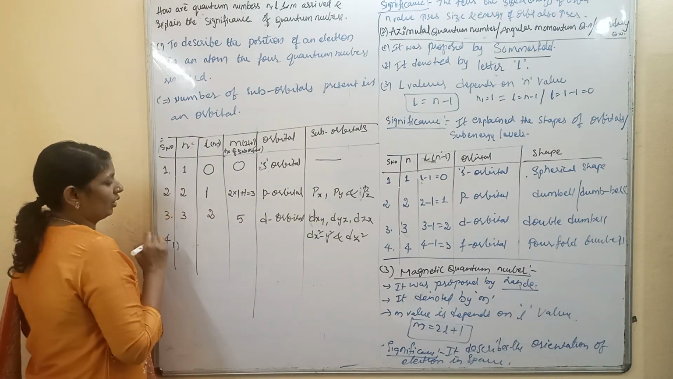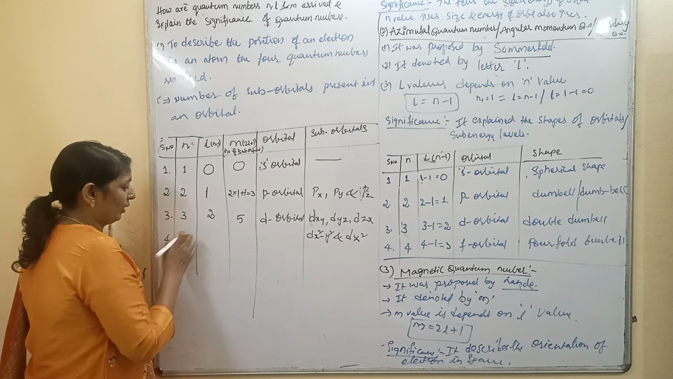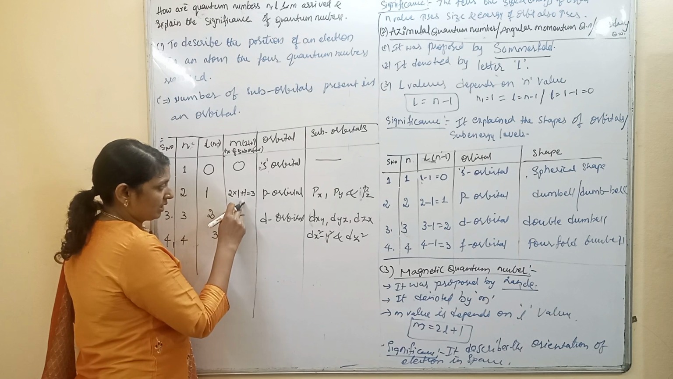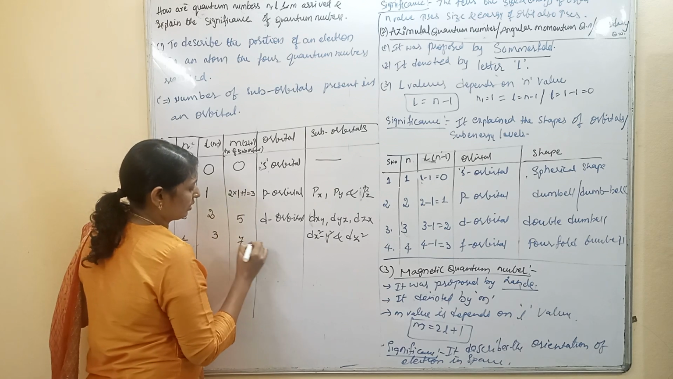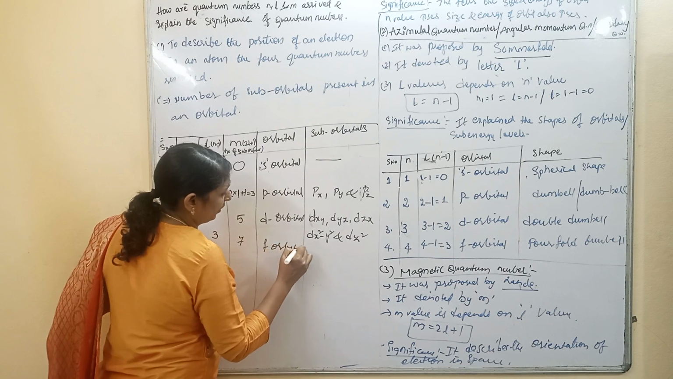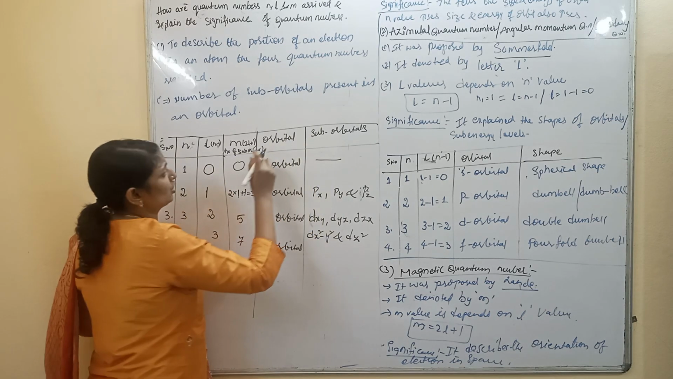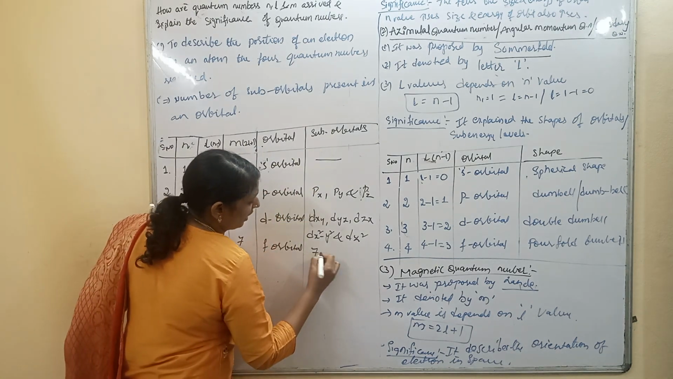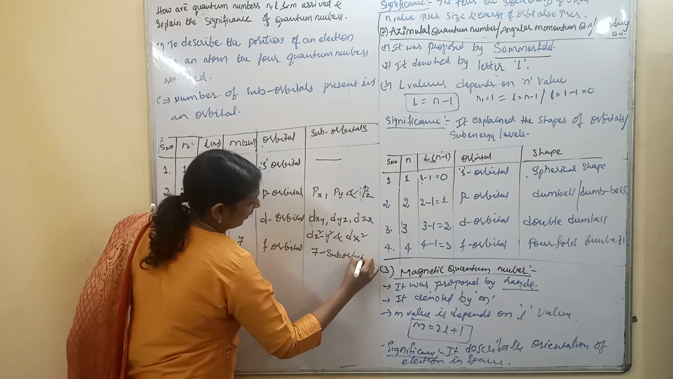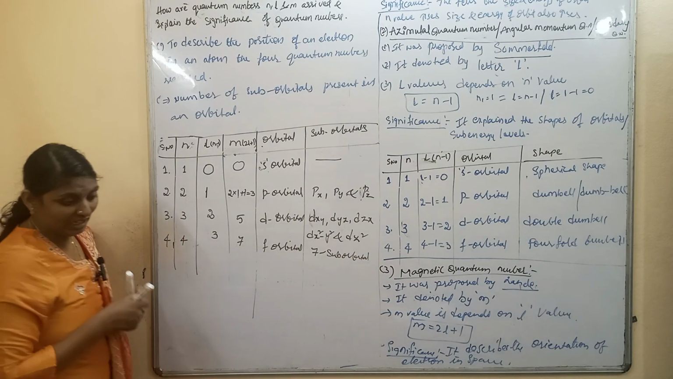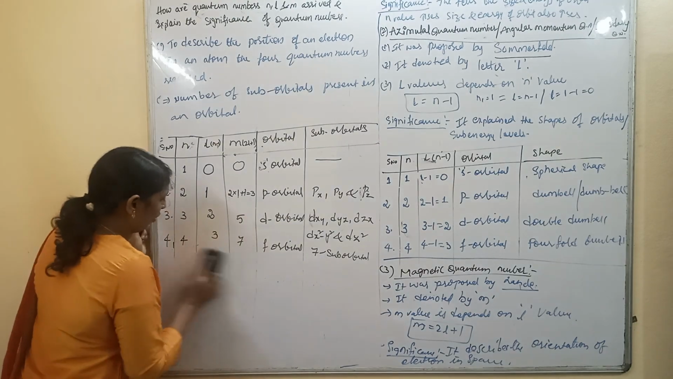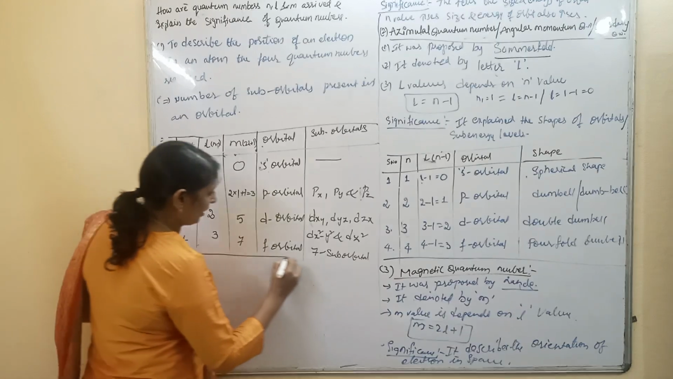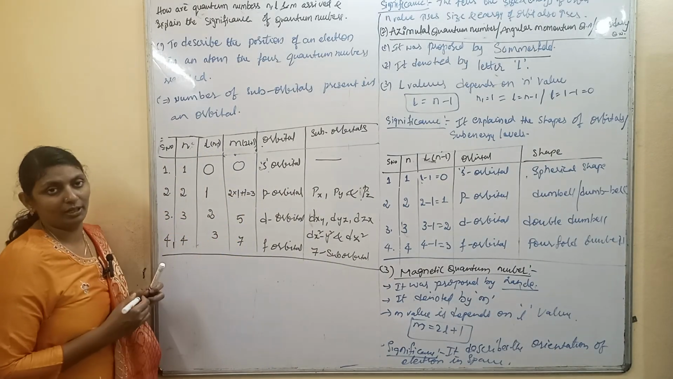Next, if serial number 4, n value 4, then l value is 3. So 2 into 3 is 6, 6 plus 1 is 7. That is the f orbital. Total suborbitals in f orbital: 7 suborbitals. This is about the magnetic quantum number. It explains about the orientation of electron in space as well as the number of suborbitals present in each orbital.